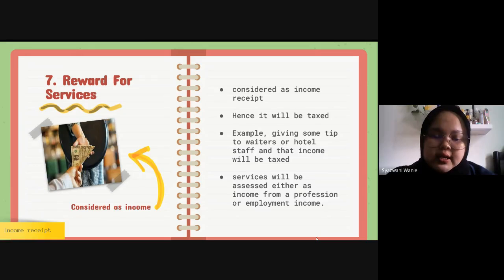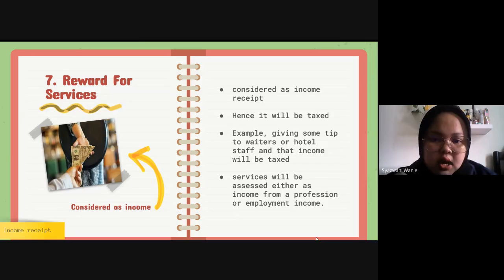So the next is about the reward for service. Basically, reward for service is considered as income receipt, because it will be taxed at the end of the year. The example of reward for service is when the customer pays a tip to a waitress or hotel staff, hence the income will be taxed.